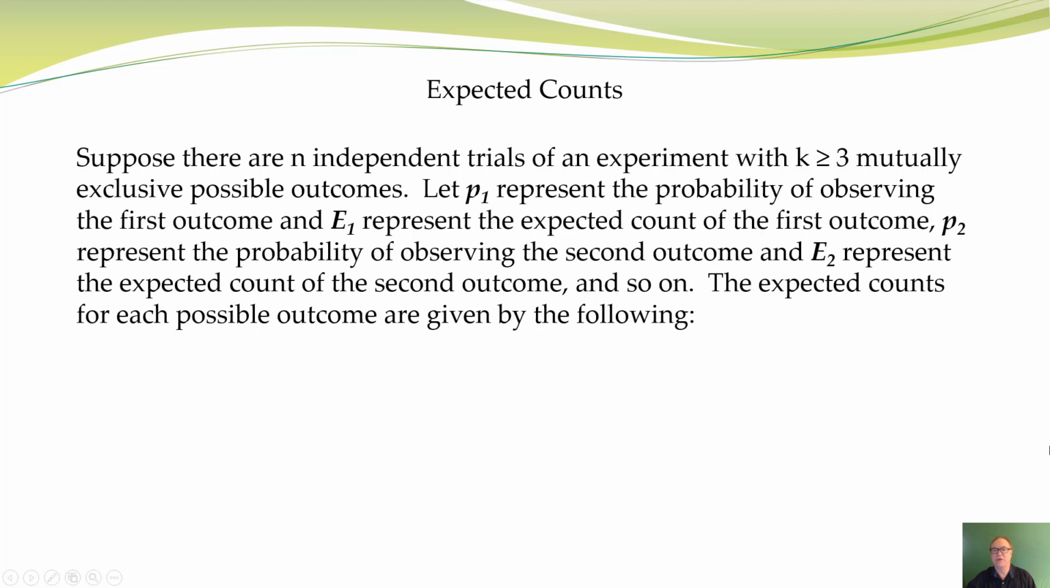Expected counts. Suppose there are n independent trials of an experiment with k greater than or equal to 3 mutually exclusive possible outcomes. Let p sub 1 represent the probability of observing the first outcome, and E sub 1 represent the expected count of the first outcome. P sub 2 represents the probability of observing the second outcome, and E sub 2 represents the expected count of the second outcome, and so on. The expected counts for each possible outcome are given by the following. E sub i is the same as mu i, which is equal to n times p sub i, for i equal 1 through k.